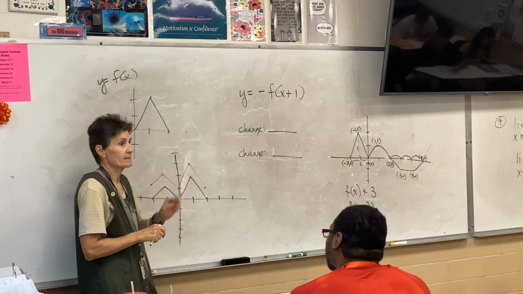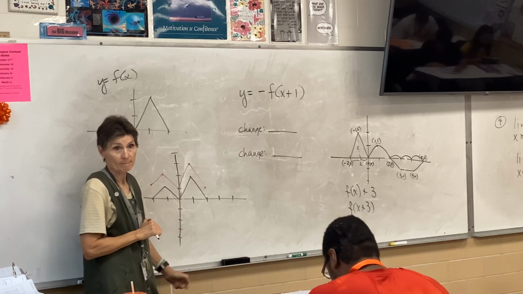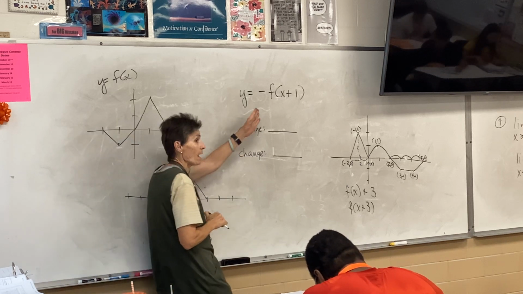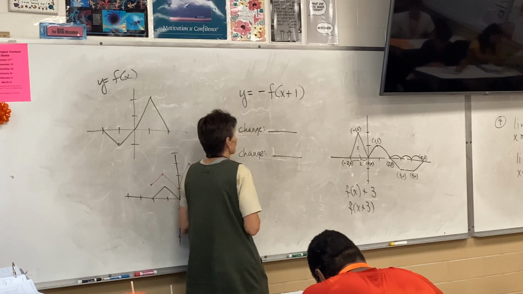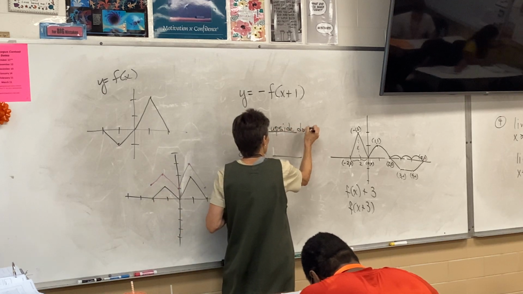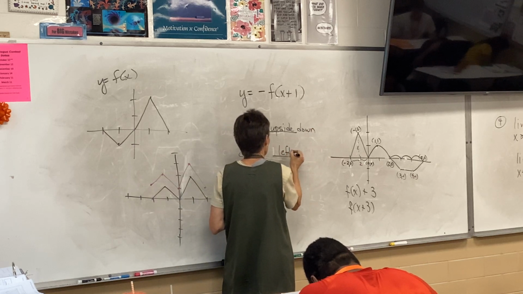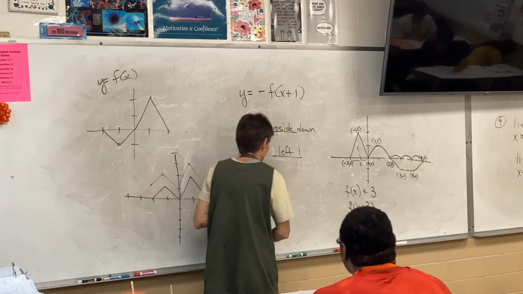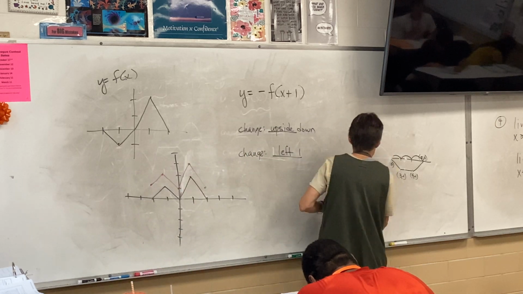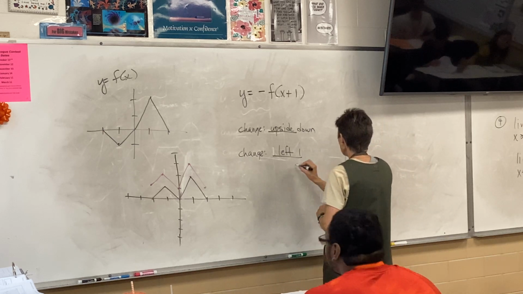On the quiz, I'm going to stick to just 2 changes. We've done problems where we had 3. So what are the changes here? What's happening here? It'll be upside down. And it's going to be left one. Would everybody agree with that? Okay. So go ahead and draw it.